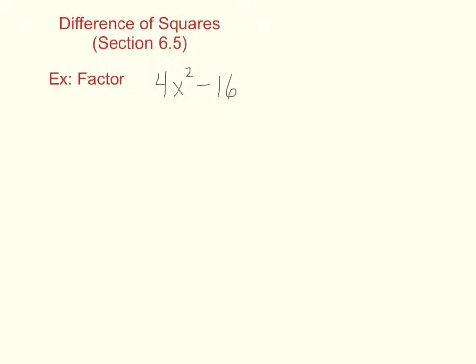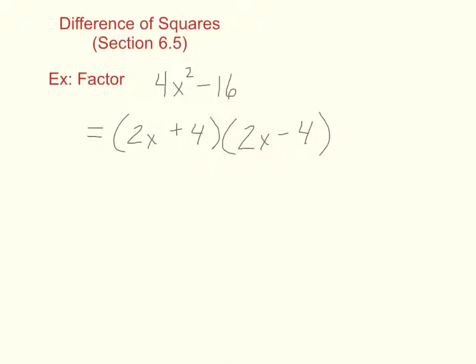So what would have happened had you forgotten to take out the greatest common factor first and just identified the difference of squares? In that case, you would have come up with the conjugates 2x plus 4 times 2x minus 4. But then when you look further, you see that this binomial is not prime. There's a factor of 2 here and a factor of 2 in that 4. And the same thing with this one as well.